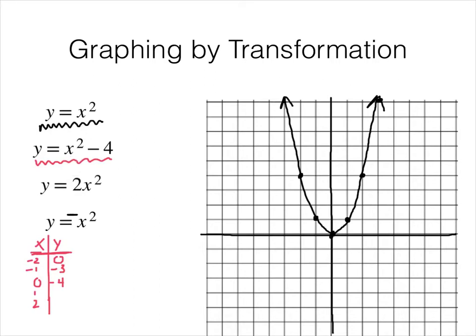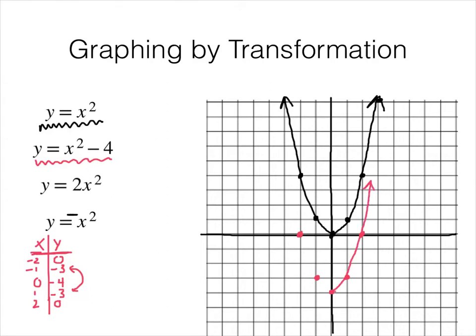1 squared is 1, minus 4 is negative 3. Oh, well there's that symmetry again. You see that there? That it matches? I bet you this last one is a 0. 2 squared is 4, minus 4 is, yep, it is indeed 0. So negative 2, 0. Negative 1, negative 3. 0, negative 4. 1, negative 3. 2, 0. And there's our shape for our parabola.